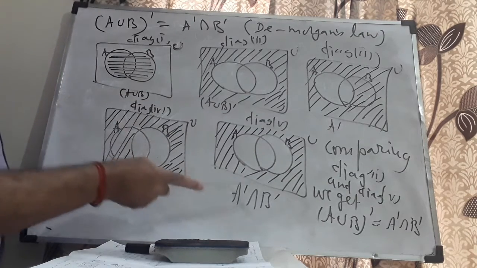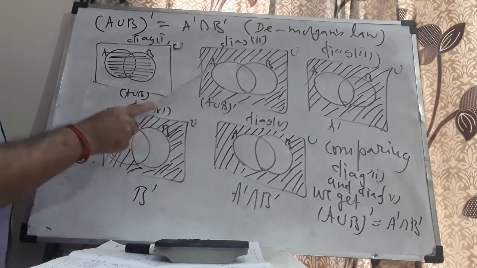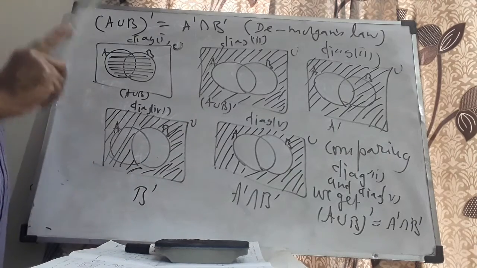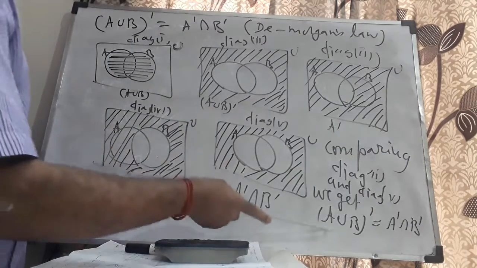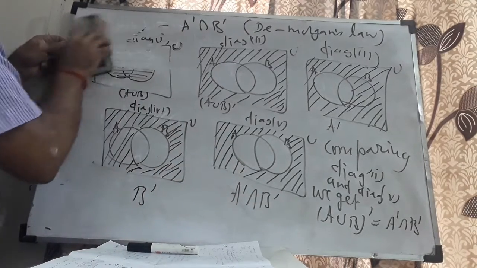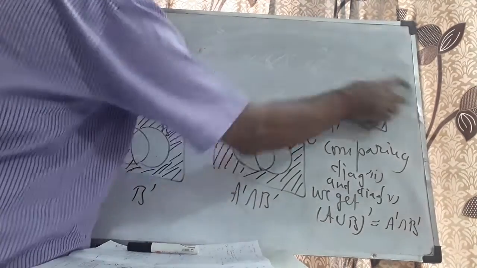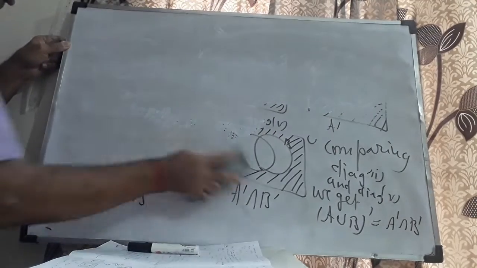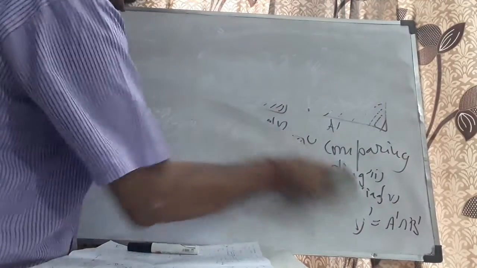For comparing diagrams 2 and 5, I have the common shading. They will be equal if and only if they have the common shading. Therefore I come to the conclusion (A union B)' is equal to A' intersection B'. This is how we get the proof using a Venn diagram.